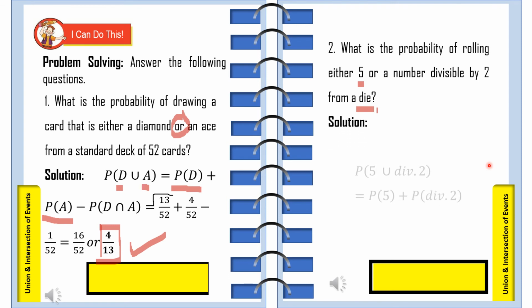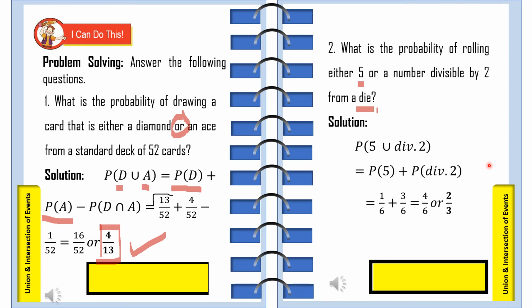For this question number 2, the correct answer is 2/3. Ayan, 2/3 po. So tingnan muna natin. Gamit muna ako dito ng mga variables. Para lang mas malinaw, gamit na ako ng 5, the probability of 5. Depende sa inyo, usually pwedeng A or B ulit. Just to be specific lang, para malaman ninyo na probability natin ay yung 5, tapos or, kaya gumamit tayo ng union, divisible by 2. Okay?